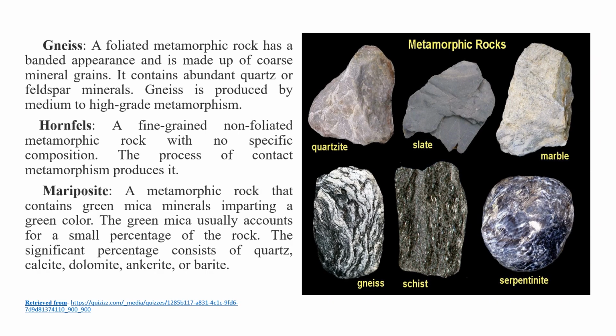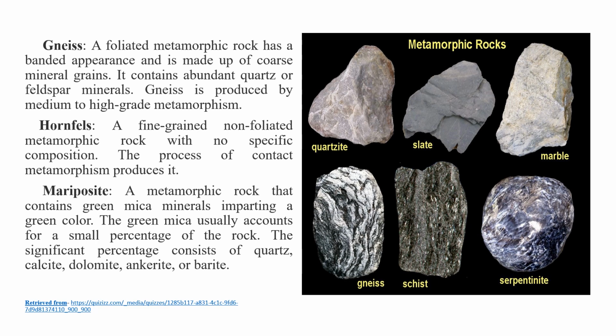Gneiss, a foliated metamorphic rock, has a banded appearance and is made up of coarse mineral grains. It contains abundant quartz or feldspar minerals. Gneiss is produced by medium to high-grade metamorphism. Hornfels, a fine-grained non-foliated metamorphic rock with no specific composition. The process of contact metamorphism produces it.